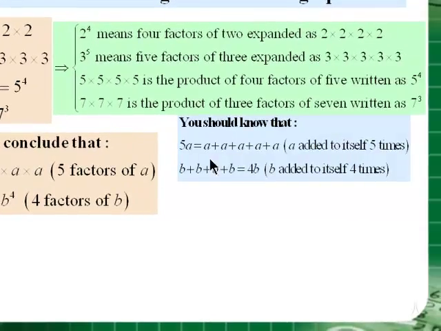You should be careful, however. If we look at 5 times a, then this is simply the number a added 5 times to itself. While if you take the number b and you add it 4 times to itself, then we can write this as 4b. For instance, think about you go to a shop and you pick a banana and a second one and a third one and a fourth one, and you put them in a packet. You will have 4 bananas.